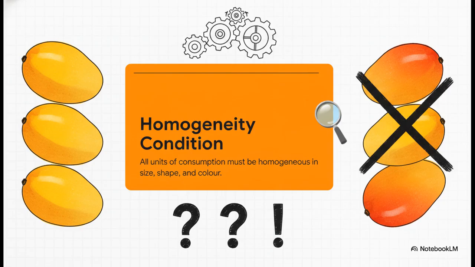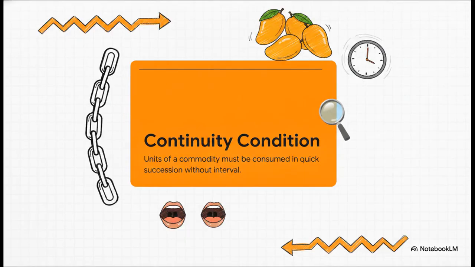Like, if you're eating mangoes, they must be the exact same variety and ripeness. Because think about it, if your second mango is somehow sweeter or juicier than the first, your satisfaction might actually go up, right? And that totally breaks the rule. Total uniformity is required.